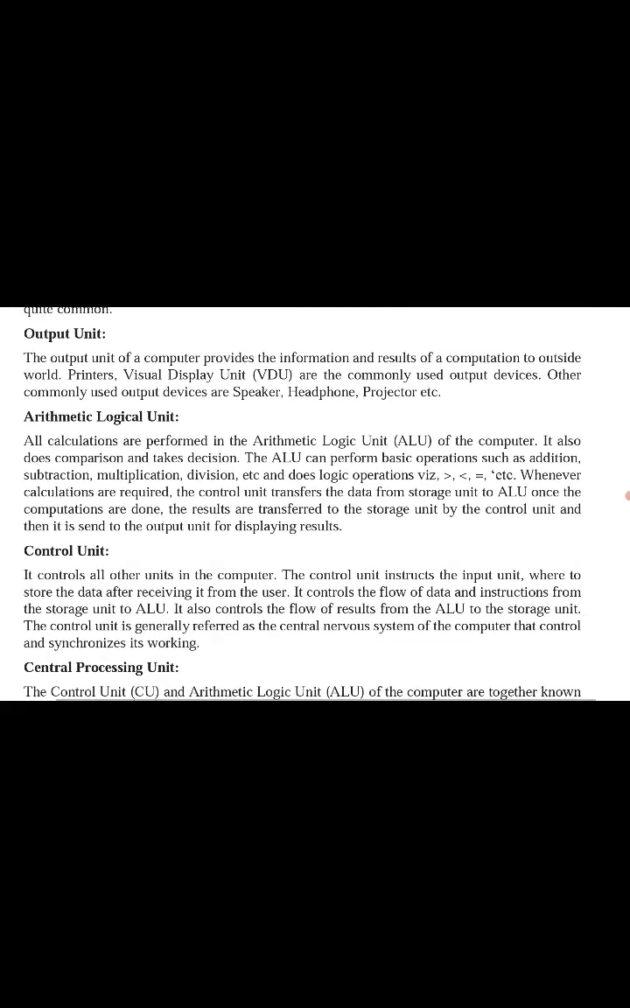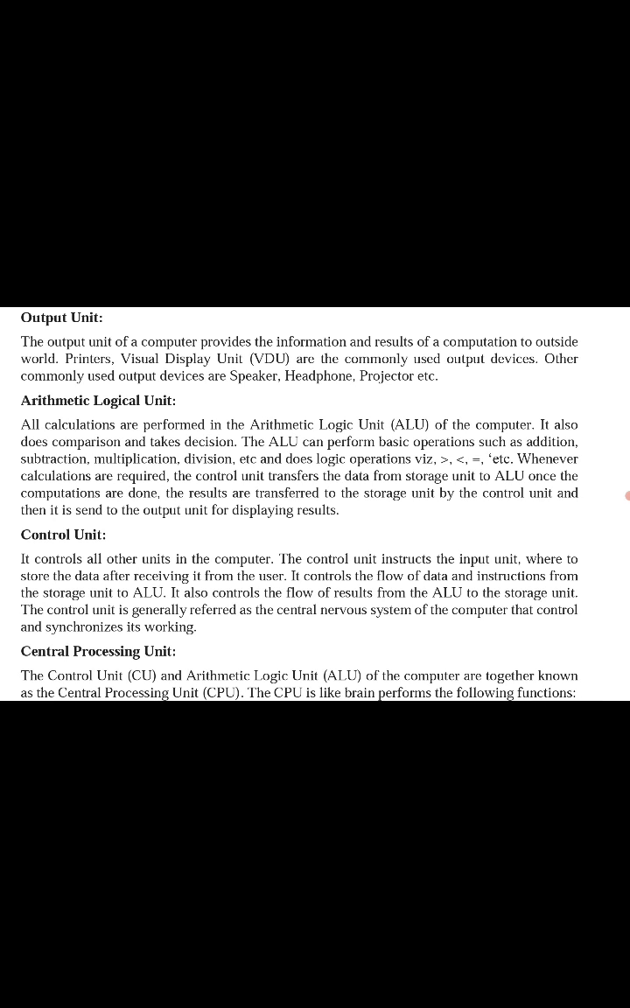Next is the output unit. What is the output unit? The output unit of a computer provides the information and results of a computation to the outside world. Printers and visual display units, or VDUs, are commonly used output devices. Output units are used to display the results of a computer on a printer, video or screen. Other examples are speakers, headphones, projectors, like that.